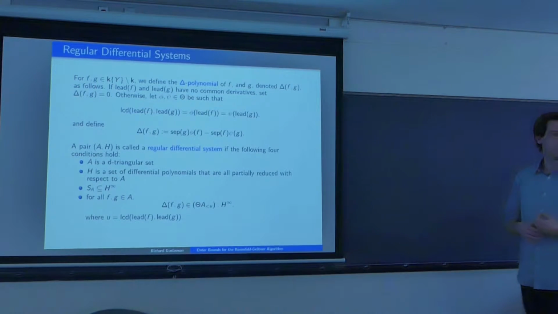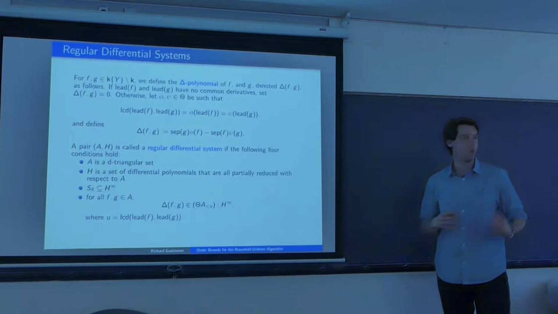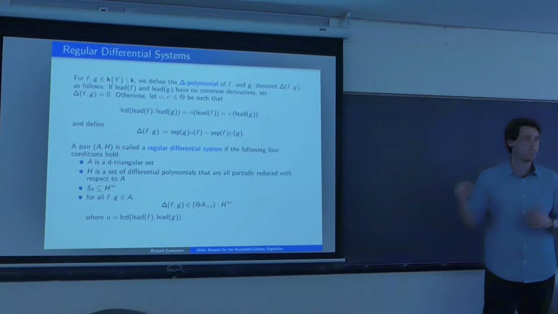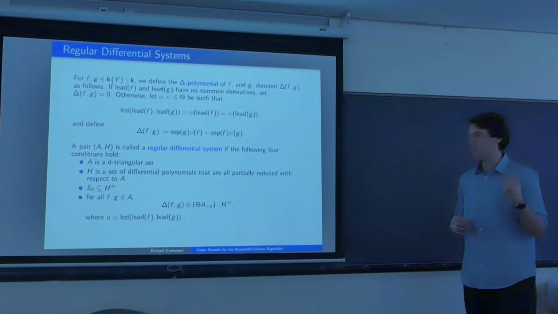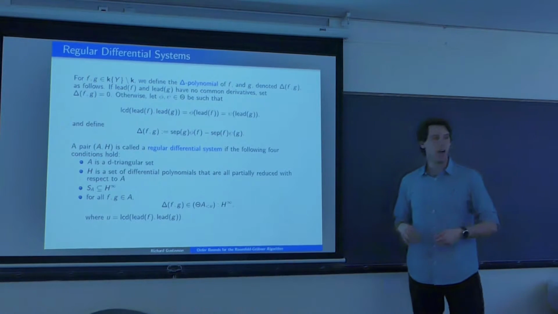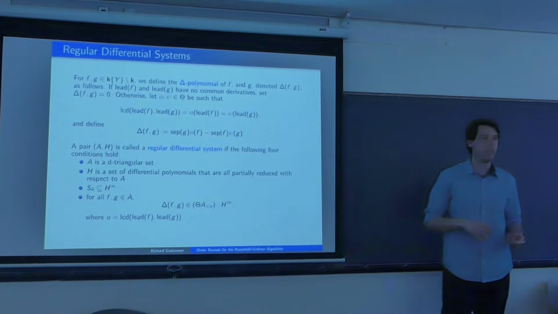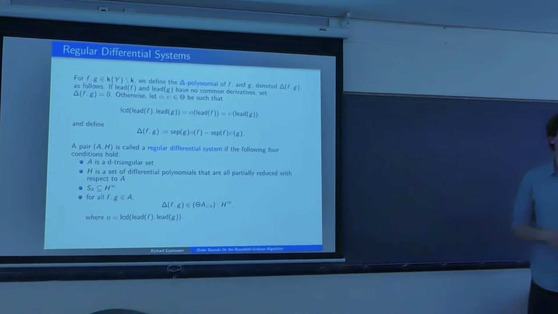This is just being coherent, right? I'm sorry? Yes, so this is a generalization of coherence. If you know about coherence, there's a generalization of this. So if A is a coherent autoreduced set, then A comma H_A is a regular differential system. Yeah, so this is a generalization of that.